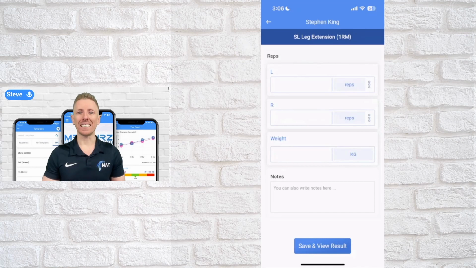In this video, we're going to discuss the built-in 1 rep max calculator. The reason we built this in is to make it really easy to help you get a standardized measure for someone when they're performing rep testing. So for instance, when we look at the app in this example, we're performing a single leg extension.